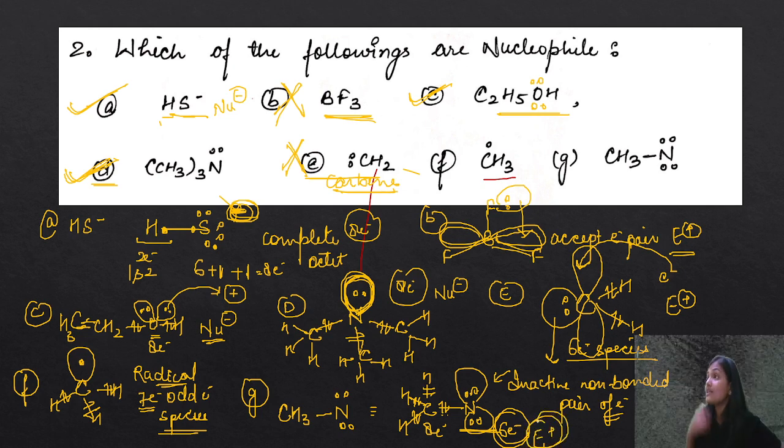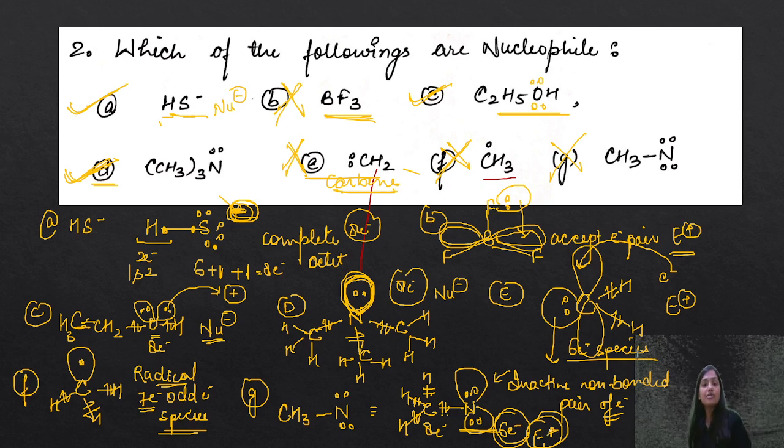It will show the attraction for electrons. It will first accept the electron to complete its octet. If it is showing attraction or affinity for electrons, it is said to be an electrophile. So absolutely I would say that this is an electrophile. They both are electrophiles, not nucleophiles. So please mark it. This is also electrophilic in nature, not nucleophile.